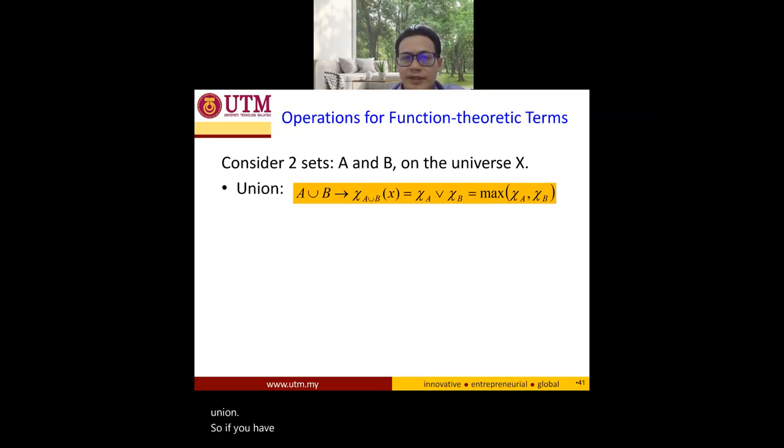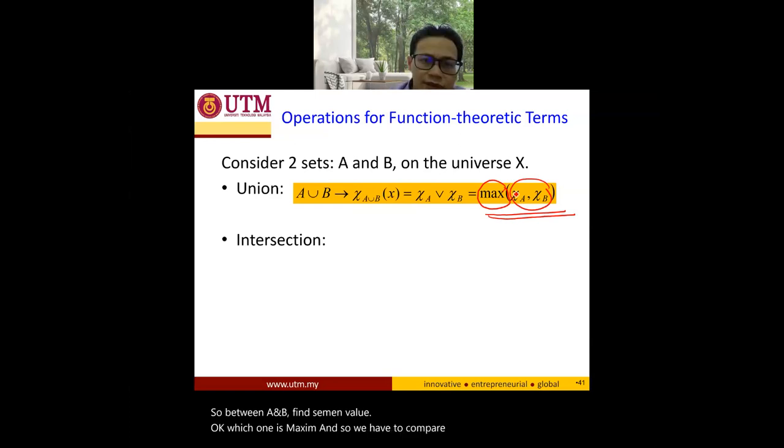All right, and then the law of contradiction. If A intersect with A bar, that means it becomes null. You know null? Null set. Null is nothing. So A intersect with A bar becomes nothing, where null is the empty set or null set.